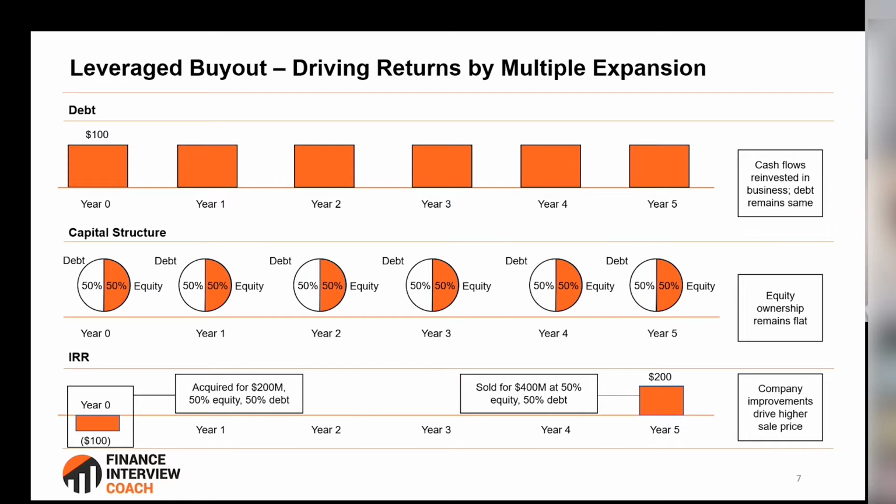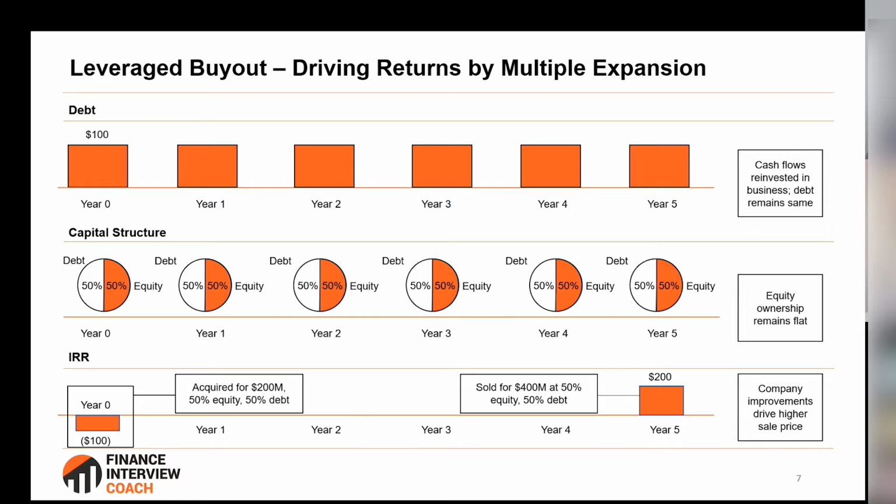Multiple expansion is basically when you've actually improved the outlook of the business such that when you sell the business, you're going to sell at a higher multiple than when you bought it. This is actually pretty rare. In most LBO models, the multiple that you sell at, your exit multiple, is going to be equal to your entry multiple or lower, just for conservative purposes.